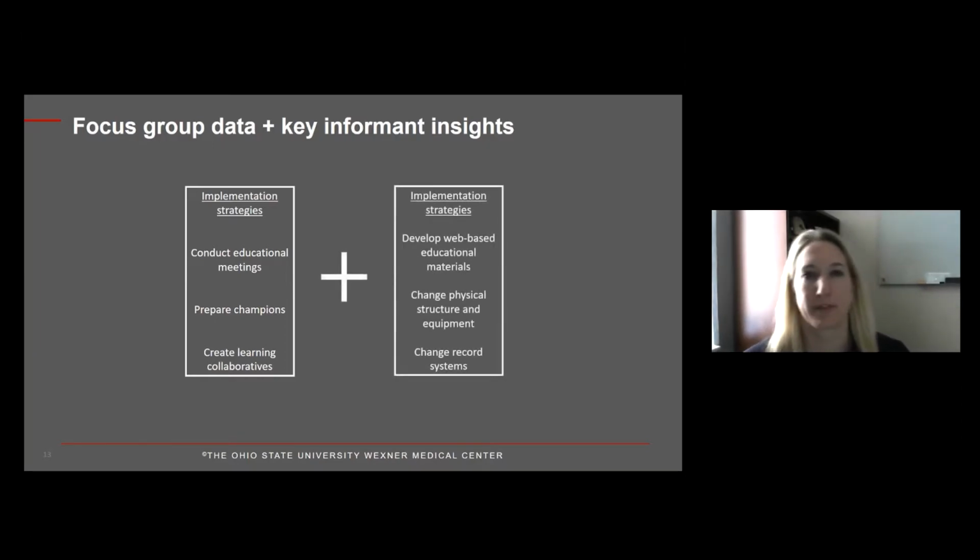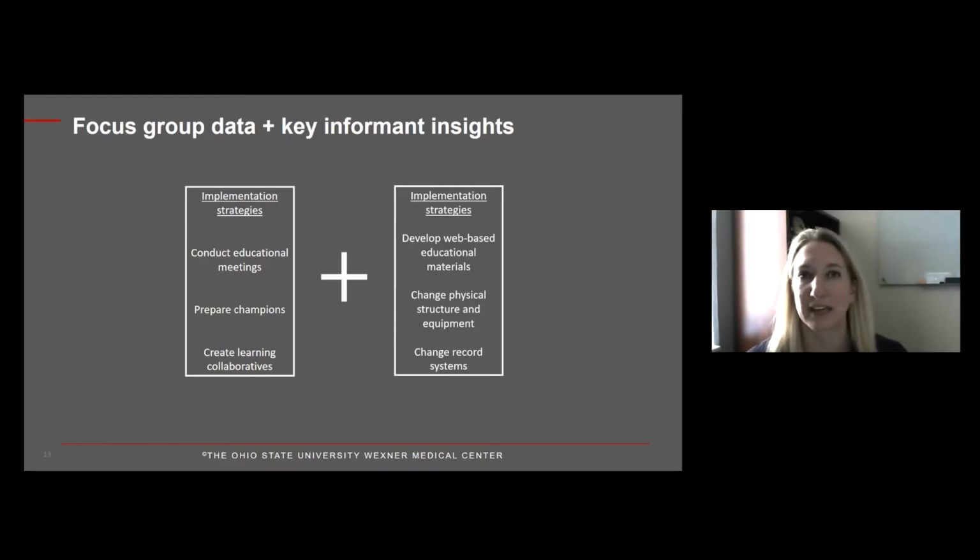So we sat down with practitioners in the acute care setting, inpatient rehab, as well as outpatient rehab. And practitioners across those 3 settings also told us that in order for them to be able to routinely administer the Fugl-Meyer and Action Research Arm Test, they wanted us as the research team to develop web-based educational materials. They needed help changing the layout and the equipment that they had available to them, since both of these assessments do require a little bit of equipment. And then they also needed to have a streamlined way of documenting the results of these 2 standardized assessments.